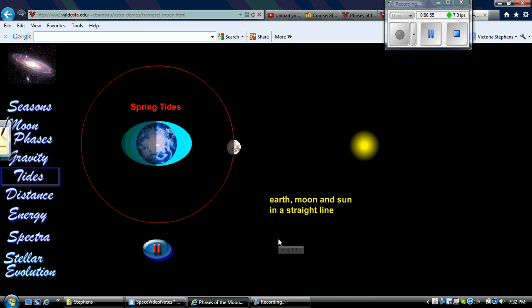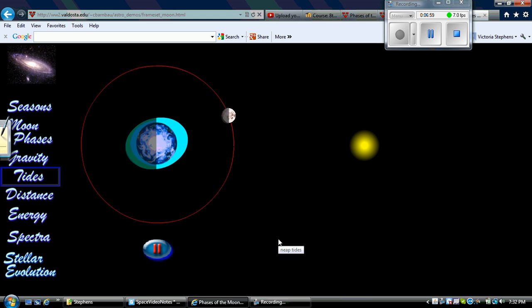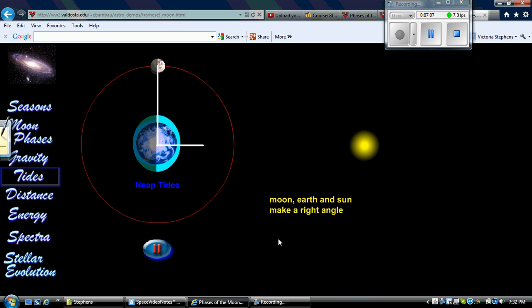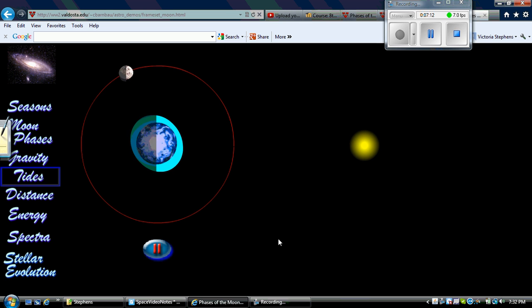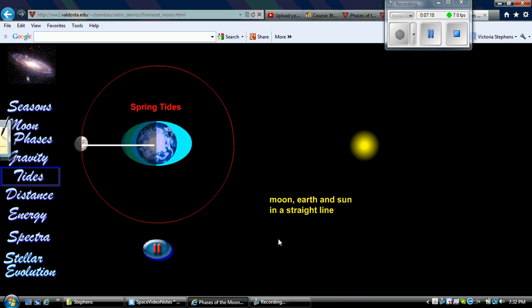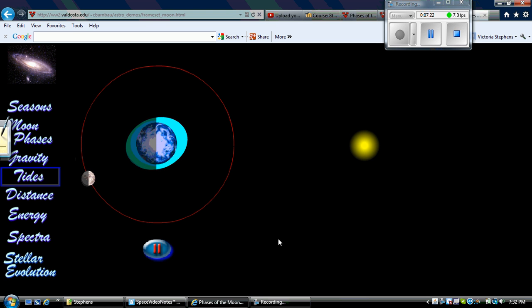Okay, here we go with spring tides. The Earth, Moon, and Sun are in alignment, and you can see as the Moon starts to move, the tides get smaller when you don't have both the Sun and the Moon pulling on the Earth's oceans. These are the neap tides, when the Moon, Earth, and Sun are at a right angle. This is a spring tide. Notice the high tides are getting a lot higher. The low tides are really low.